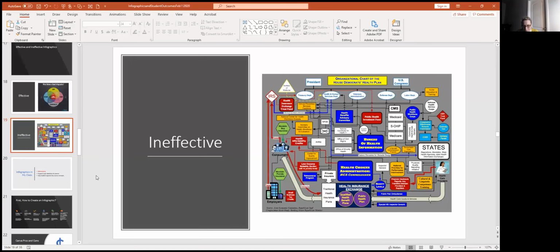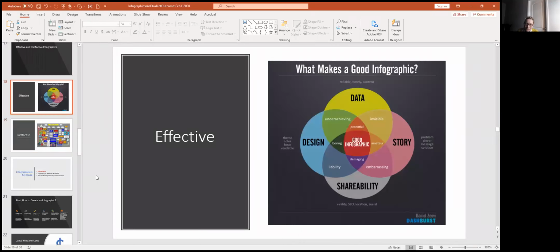And you can see with this Venn diagram, the good infographic has all of these aspects combined. An ineffective infographic, and I think we can see this is ineffective. It's too much information. It's too many arrows. What is the point? What are we talking about? And why would there be so many avenues for this discussion? This is too much, right? So I want something more along this Venn diagram that has a key focal point of information that's combining some data, some stories, some shareability, some design.